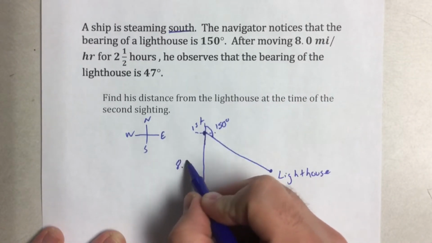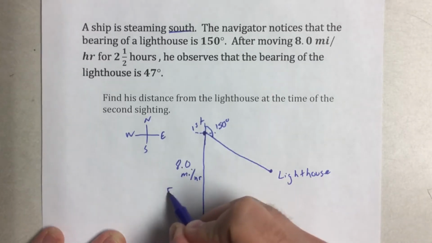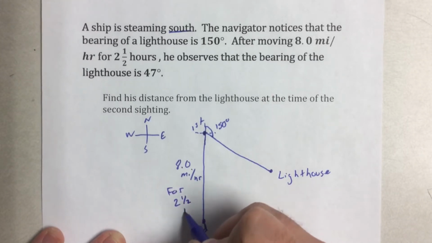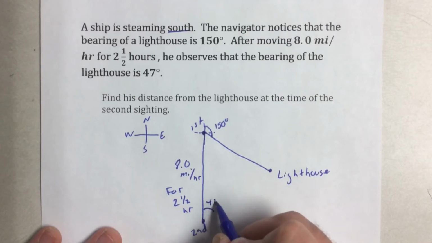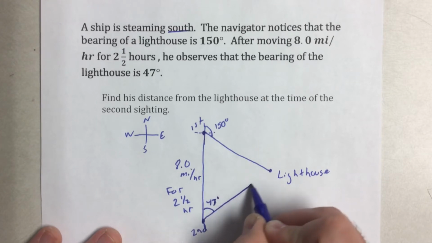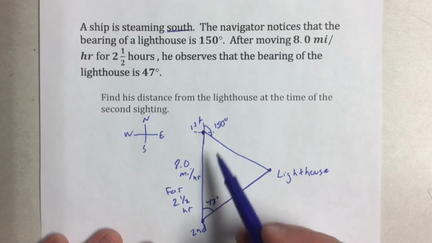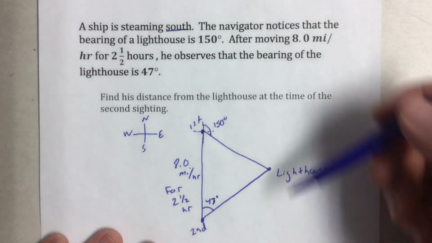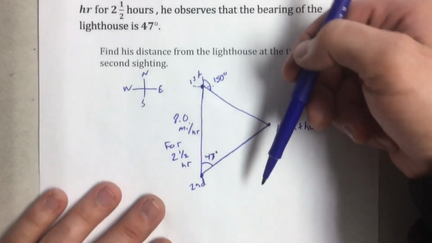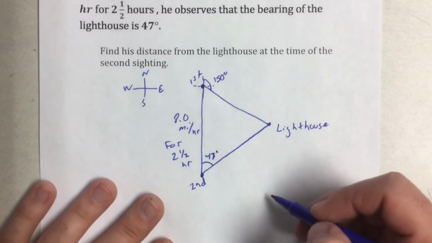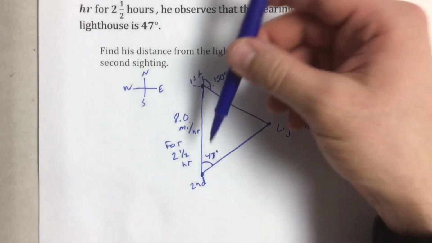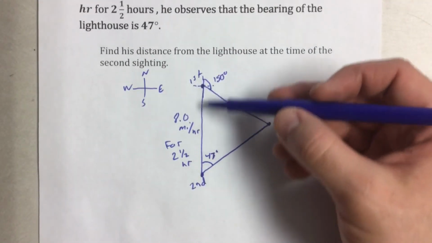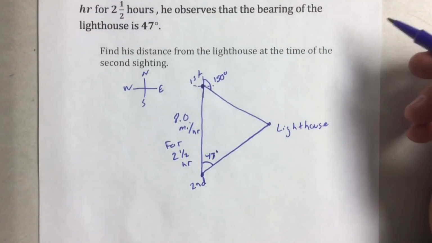All right, so we sail south 8 miles per hour for 2.5 hours. Okay, and then at the second location, we have a bearing of 47 degrees. That makes sense why it's 47, because if it was still an obtuse bearing, the lighthouse would be down here somewhere. I guess that could be possible, believe it or not. It just means with the 47 degrees that we passed the lighthouse. Through that motion of going south, the lighthouse was passed.